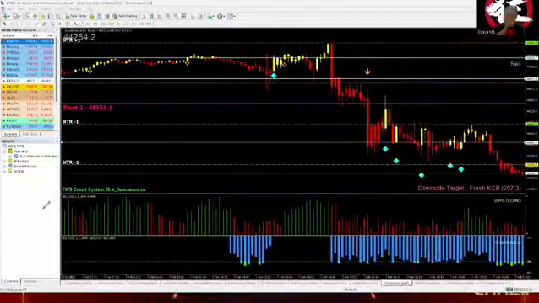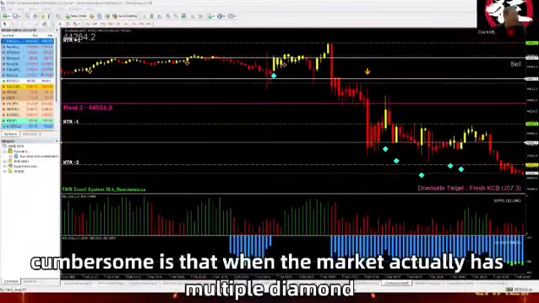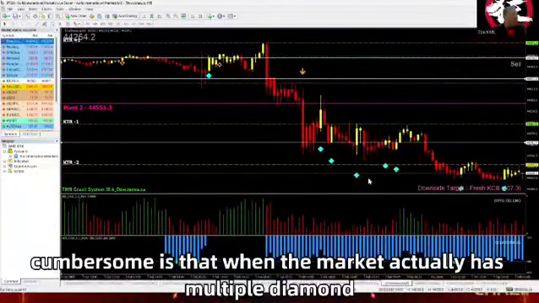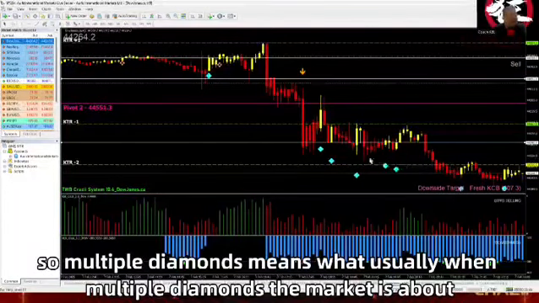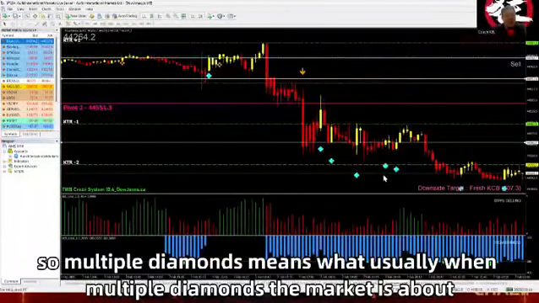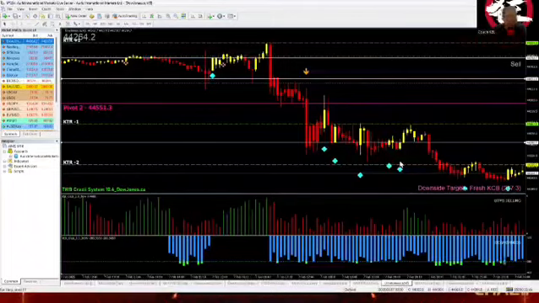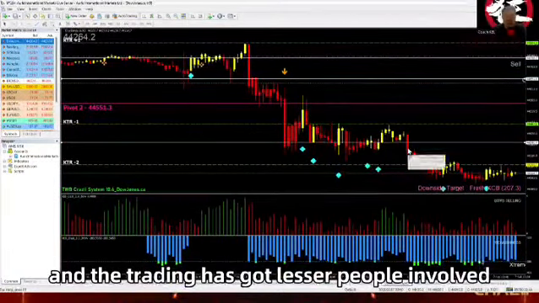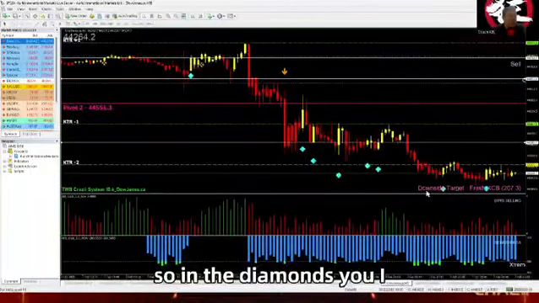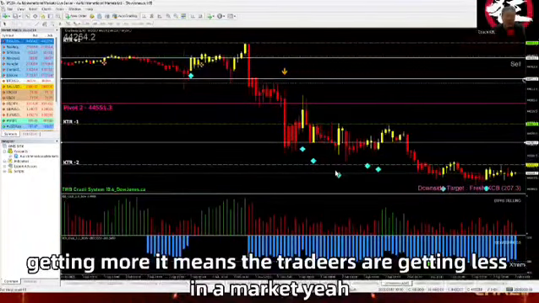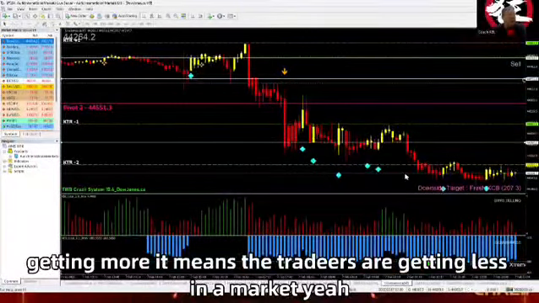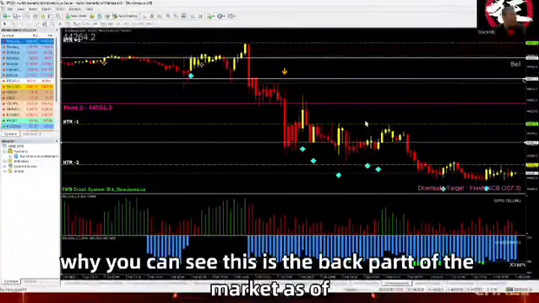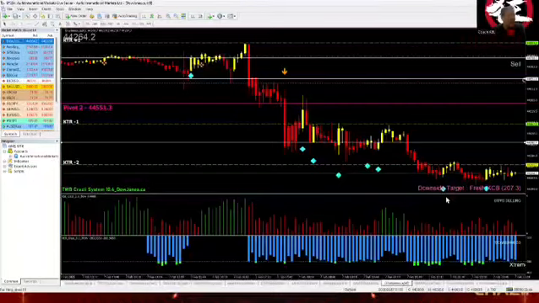Now the only thing that's cumbersome is when the market has multiple diamonds. So what do multiple diamonds mean? Usually, multiple diamonds mean the market is about to bottom. The market may be bottoming out soon, and the trading has fewer people involved. So when the diamonds are getting more, that means the traders in the market are getting fewer. That's why you can see this is the back part of the market as of yesterday.